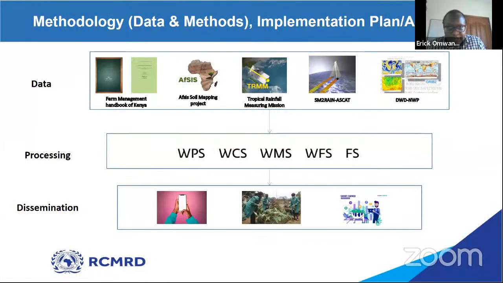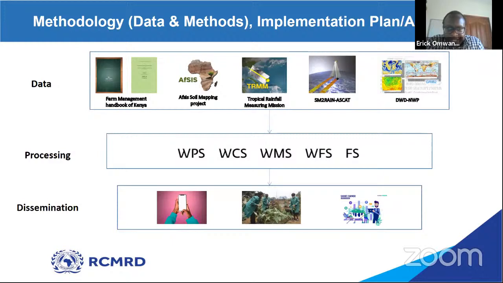This is the AFSIS soil project, which was funded, I think, by the Melinda and Bill Gates organization, a project that I think ran for almost 10 years. They produced very nice maps about soil chemical properties and soil physical properties. There is also another data set, like tropical rainfall, which came to an end, I think, in the year 2012. There's also soil moisture and also the prediction.